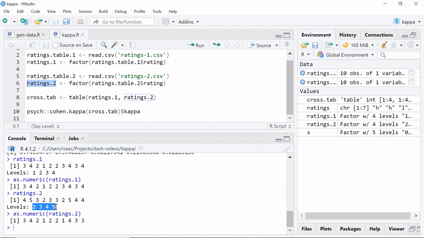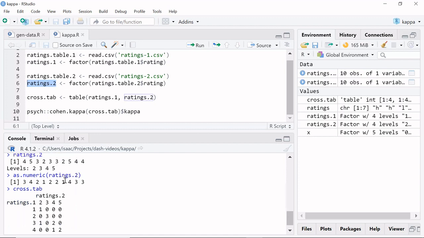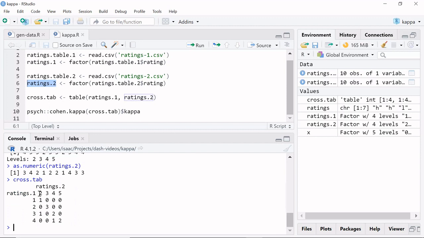Because the second judge only used ratings of 2, 3, 4, and 5, these levels each get associated with the numbers 1 through 4, such that level 4 is associated with the integer 3, level 5 is associated with the integer 4, level 3 is associated with 2, level 2 with 1. And when we create the cross tabulation of these two sets of ratings, they're aligned based on these integer values that are associated with each factor level.